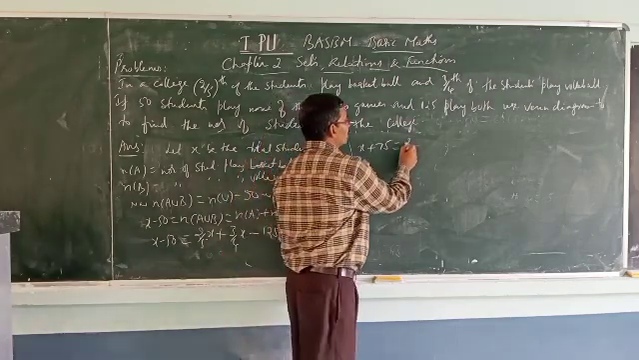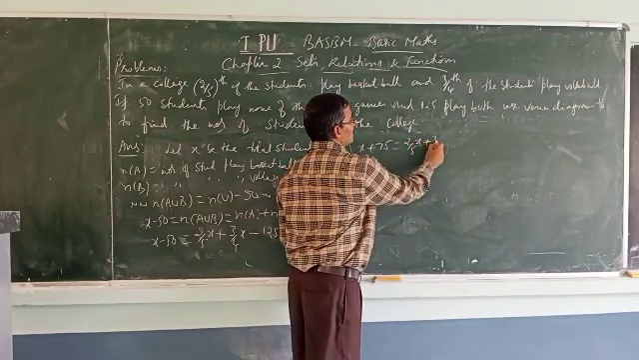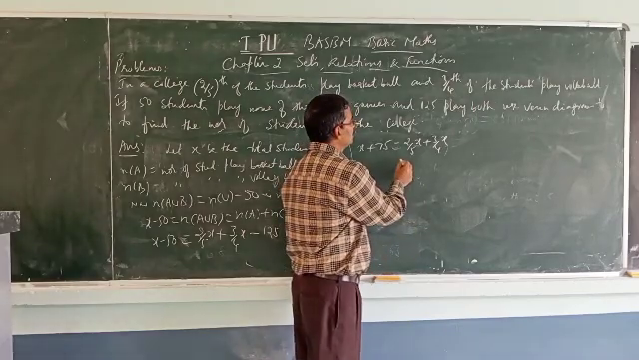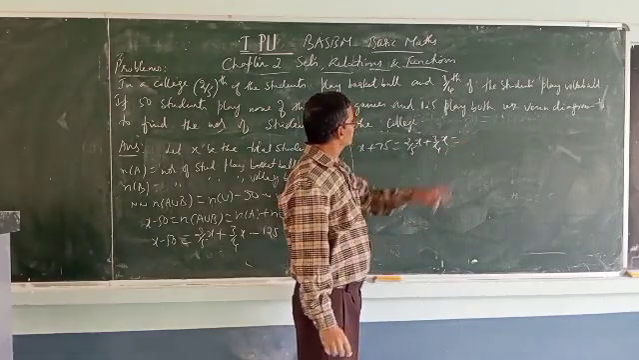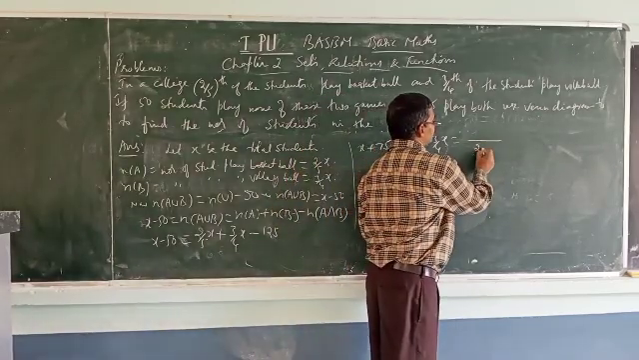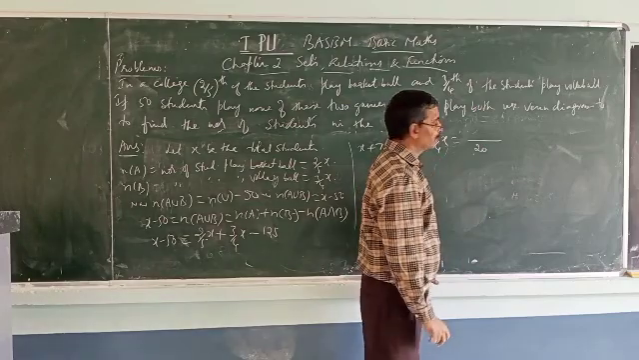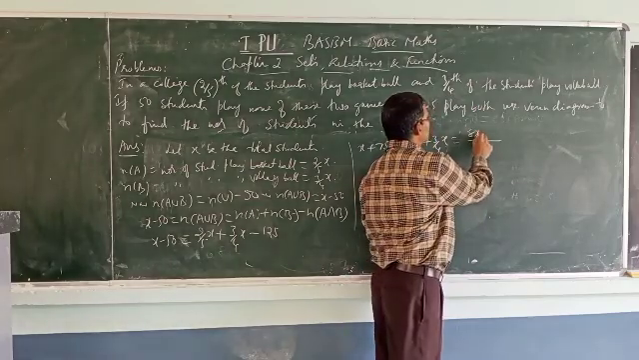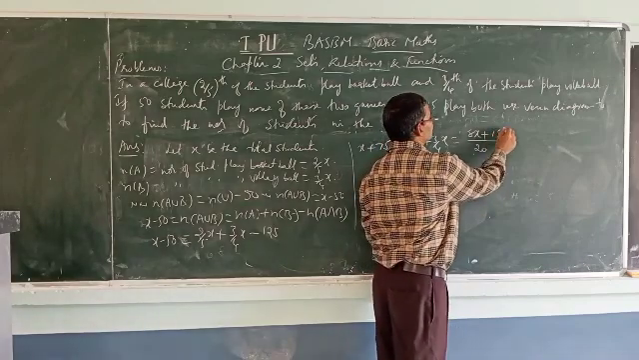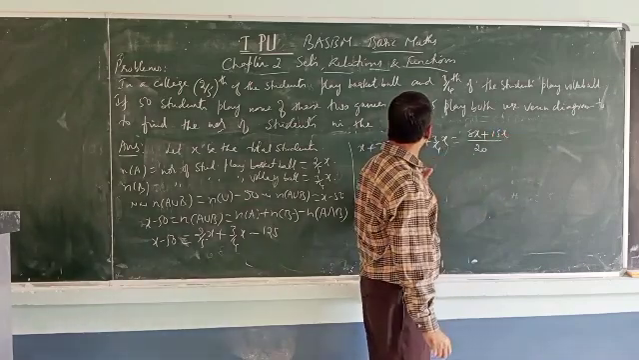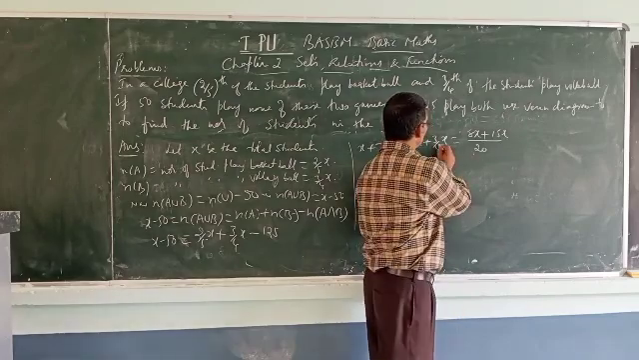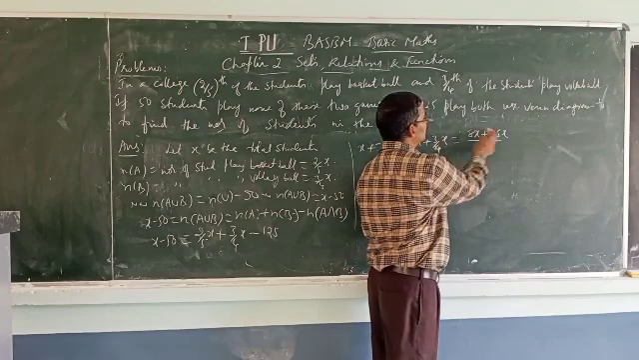Take the LCM. LCM is 20. So simplify. Here 20 is LCM. So 5 into 4 is 20. So 2 into 4 is 8x, plus 3 into 5 is 15x. Correct? 4 into 5 is 20.